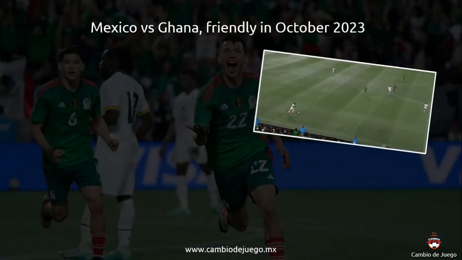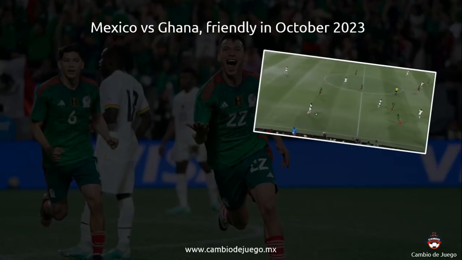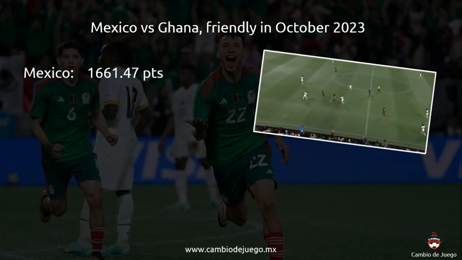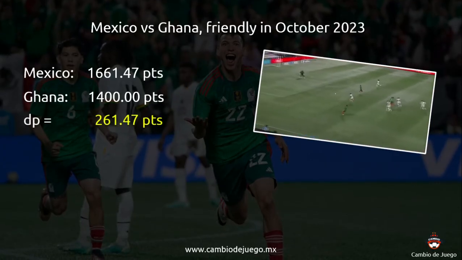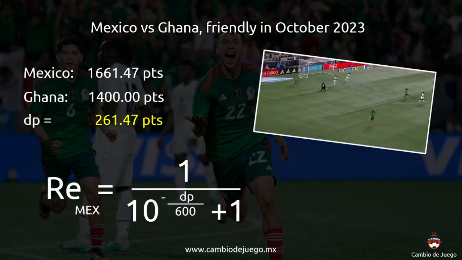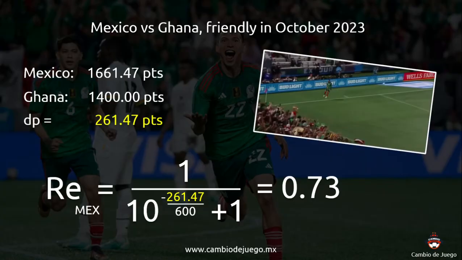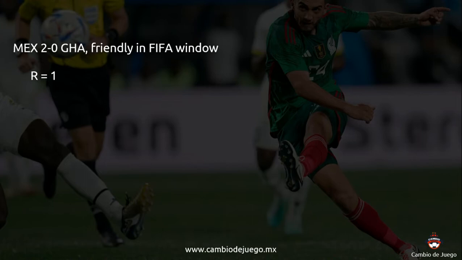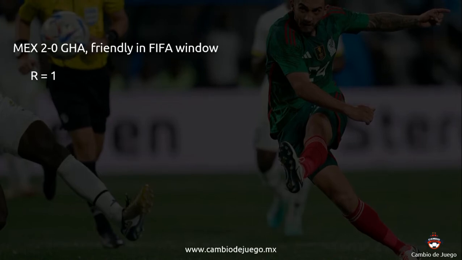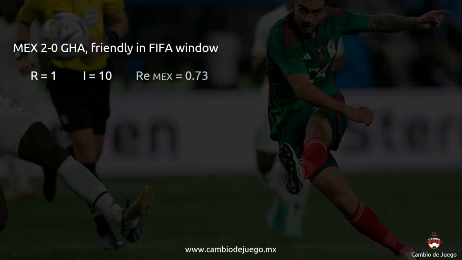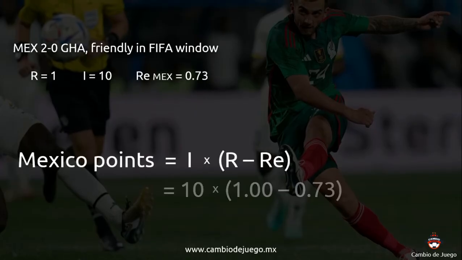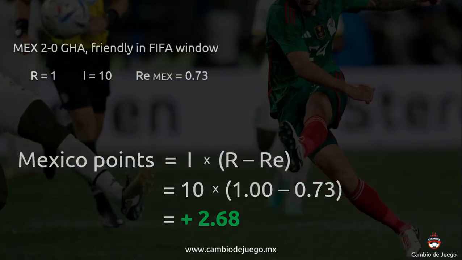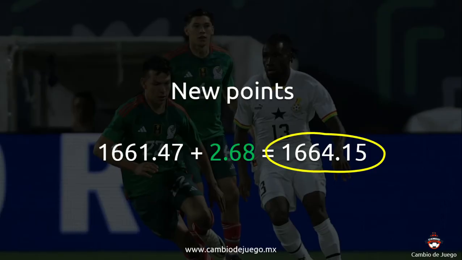Let's take two recent-ish Mexico games. In October 2023, they played a friendly against Ghana. El Tri had 1661 points and the Africans 1400, so the difference was 261. We plug that into the formula of the expected result and we get 0.73. The other two values are quite easy. Mexico won the game, so the result is 1, and the match was played in an official international window, so its importance was 10. We now have all the data we need, we just have to substitute in the formula and we get that with that win, Mexico gained 2.68 points, which we will add to what they had before the game, and these are their new points.